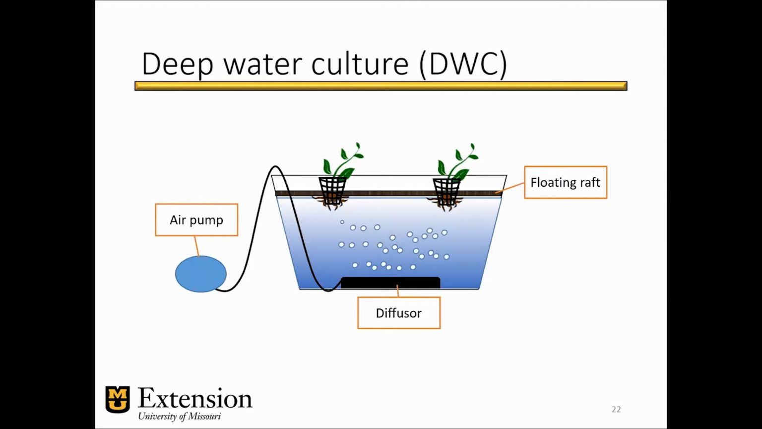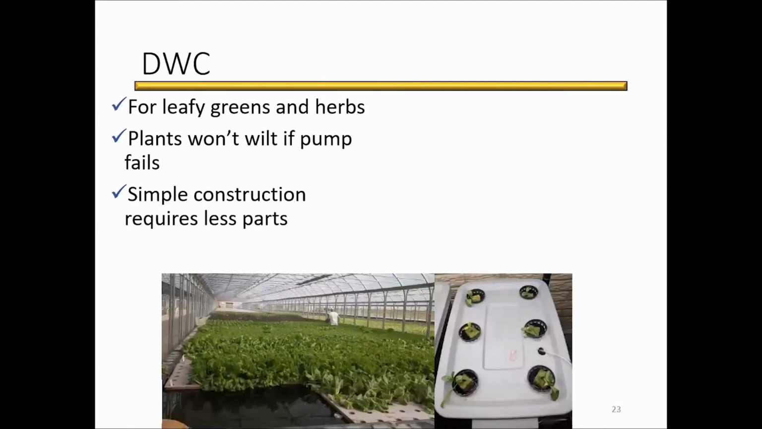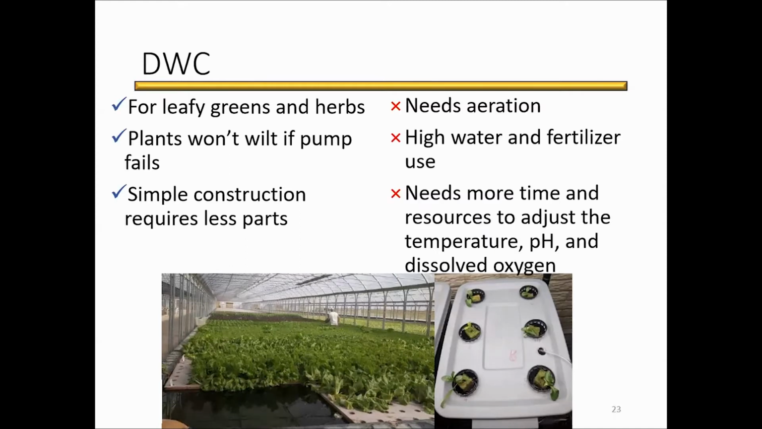It's a simple construction. You have the plants supported by a floating raft, and you have an air pump oxygenating that water, that nutrient solution. So these kind of systems are ideal for leafy greens and herbs. The plants won't wilt if the pump fails because you have a huge body of water there. It's a simple construction. It requires less plants.